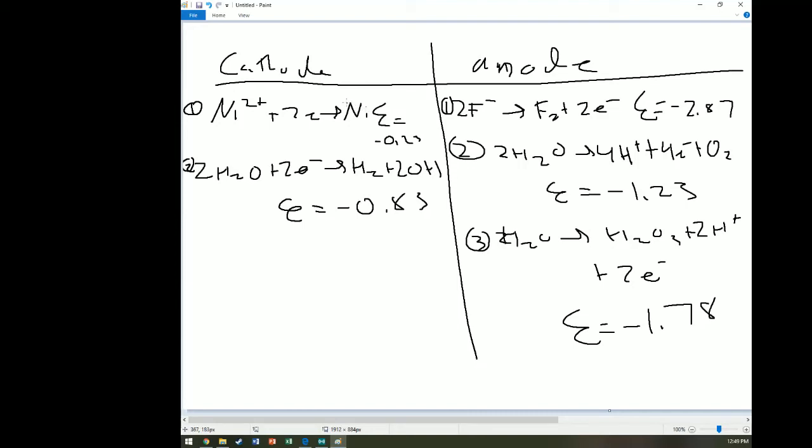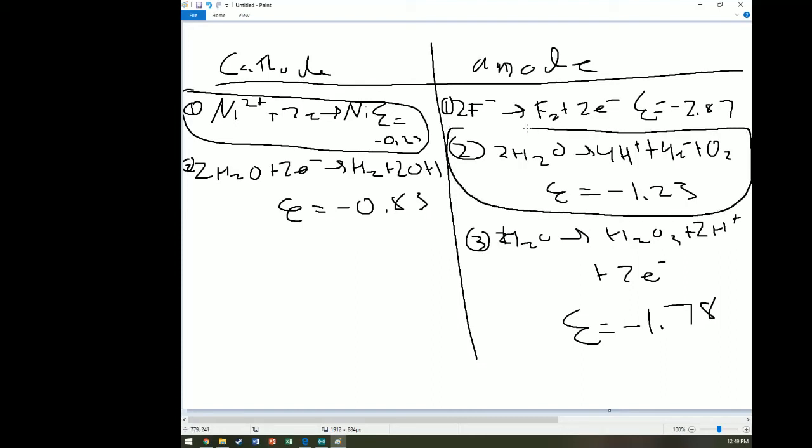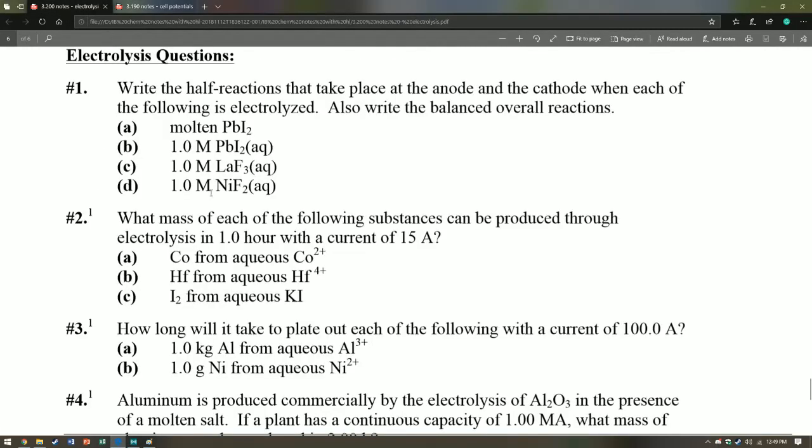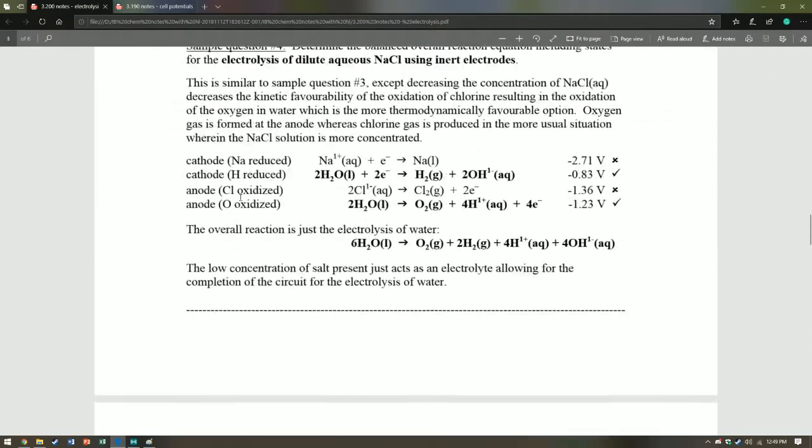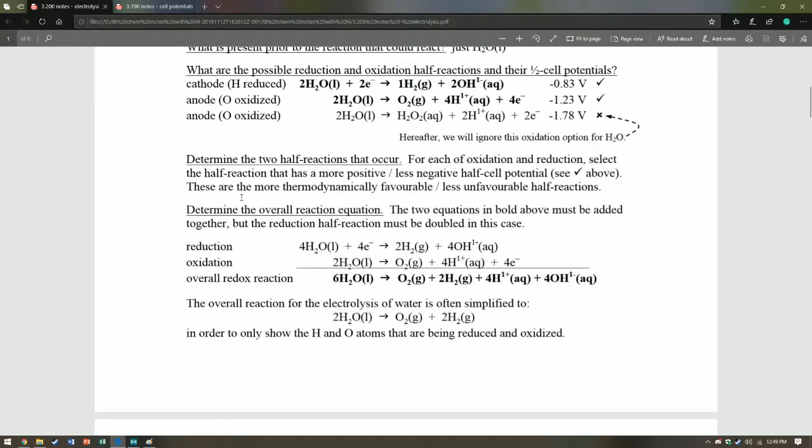Now we can consider the cathode side. Which one has the highest cell potential? Negative 0.83, negative 0.23. This one is the clear winner. Then on the anode side, negative 2.87, negative 1.23, and negative 1.78. This one is the clear winner. So that's how you do it on a paper 2, for example. Let me switch back to my notes. All right, now that you know how to do it on a paper 2, there poses one problem.